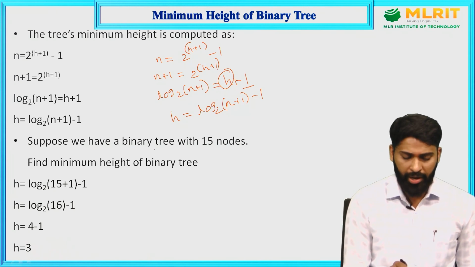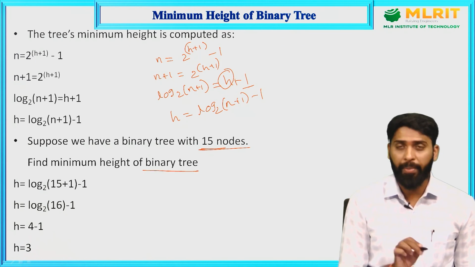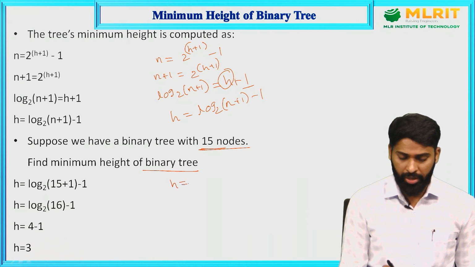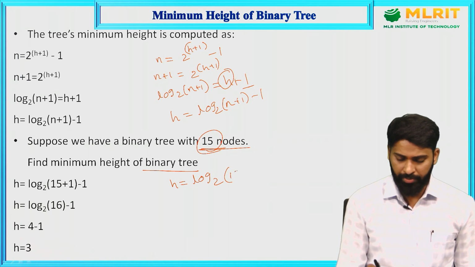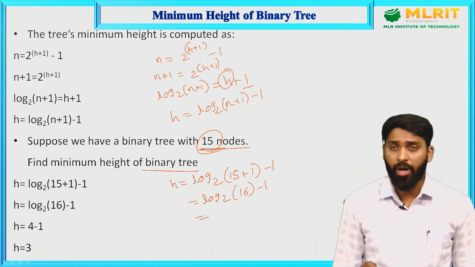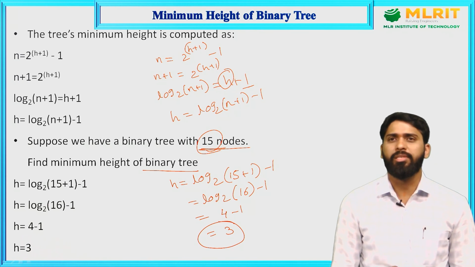Suppose we have a binary tree with 15 nodes. Find the minimum height of the binary tree. Now, substitute here h equals log 2 of n plus 1 minus 1, where n is 15. So, log 2 of 15 plus 1, that is 16, minus 1. Log 2 of 16 is 4. So, 4 minus 1 is 3. So, the minimum height here is 3.